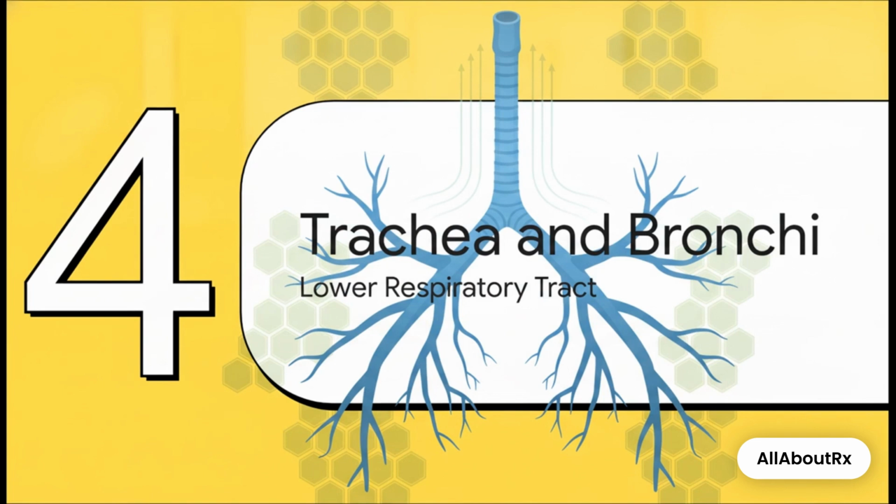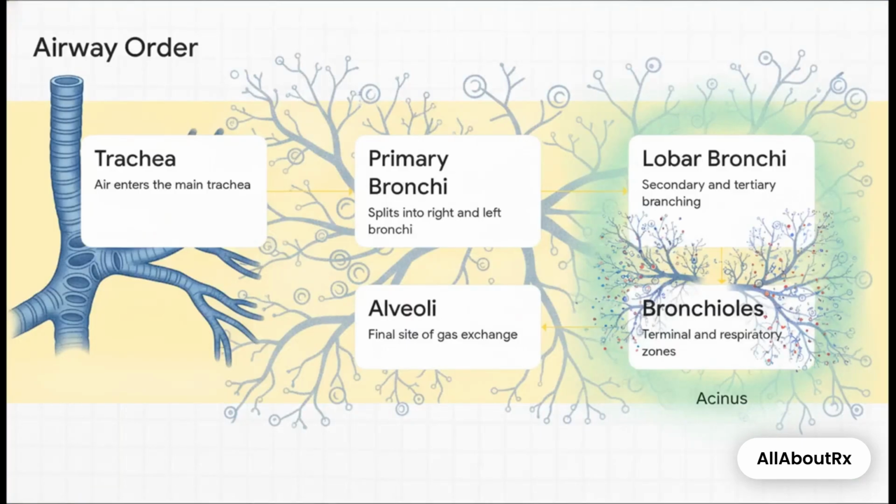Let's transition to Part 4, the trachea and bronchi, forming the lower respiratory tract. Tracking the air we breathe reveals a very specific order you need to memorize. Air travels down the trachea, splits into the primary bronchi, divides into secondary lobar bronchi, then tertiary segmental bronchi, and finally the terminal bronchioles. From there, we hit the respiratory zone. Respiratory bronchioles, alveolar ducts, alveolar sacs, and the alveoli. This entire end stage, where the magic of gas exchange actually happens, is collectively known as the acinus.